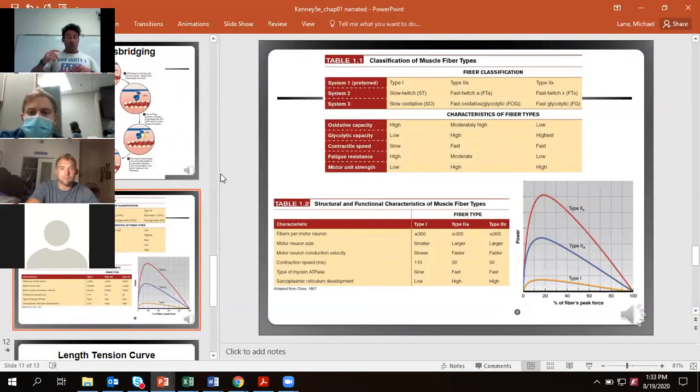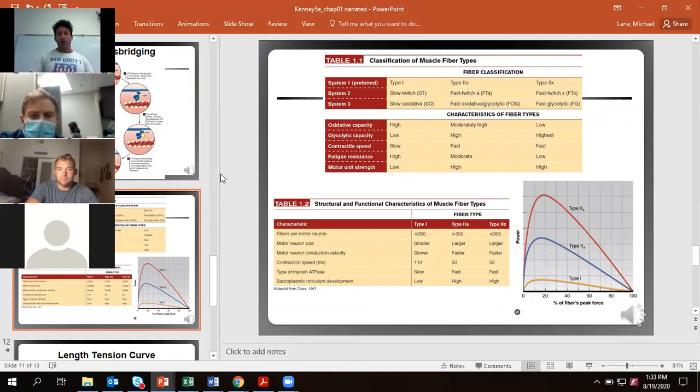Now, we talked a little bit about the muscle fiber types. Here is a good way, and I will get to the graph in a moment, of looking at the differences between our type 1 or slow twitch, type 2A fast twitch, and type 2X fast twitch. Remember, they go from slowest to fastest, and also from least fatigable to most fatigable.